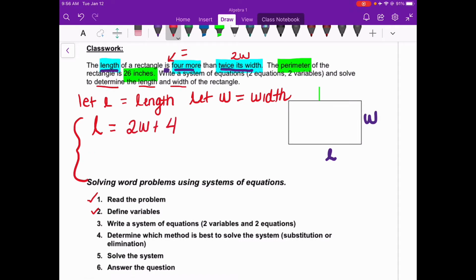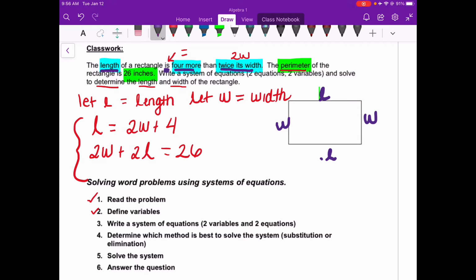Your second equation is about perimeter. Now we know perimeter is adding up all the sides and lengths of the rectangle. So we can add W plus W plus L plus L. And that gives us twice W plus twice the length. And it equals the perimeter, which is 26 inches. Now we have a system of equations where we can solve for the actual width and the length.